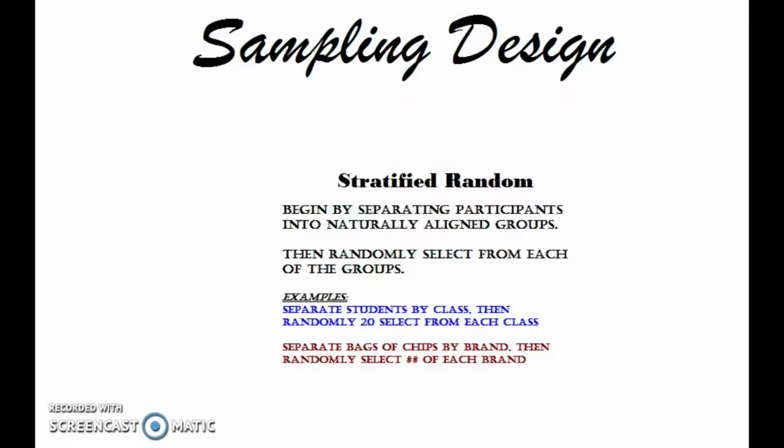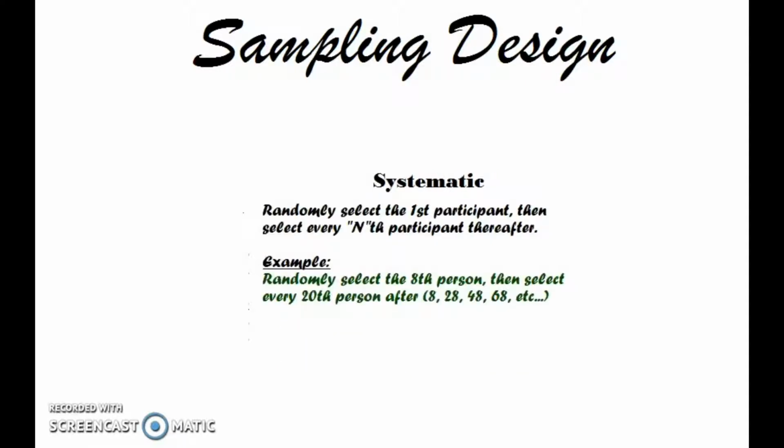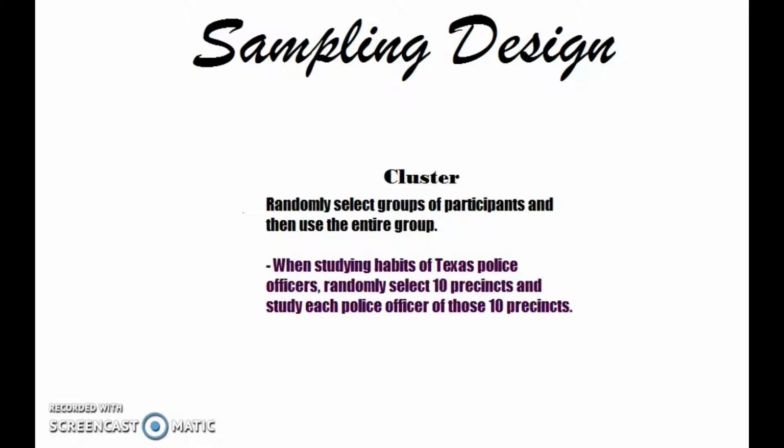Stratified random is by first separating those participants into naturally aligned groups and then randomly selecting from each group. So putting a bunch of kids at school into their classes, freshmen, sophomores, juniors, and seniors, and then randomly selecting from each class. Systematic, you randomly select the first participant and then select every nth participant after that. So you randomly select the 8th person in the list and then every 20th person after that, giving you the 8th, 28th, 48th, so on.